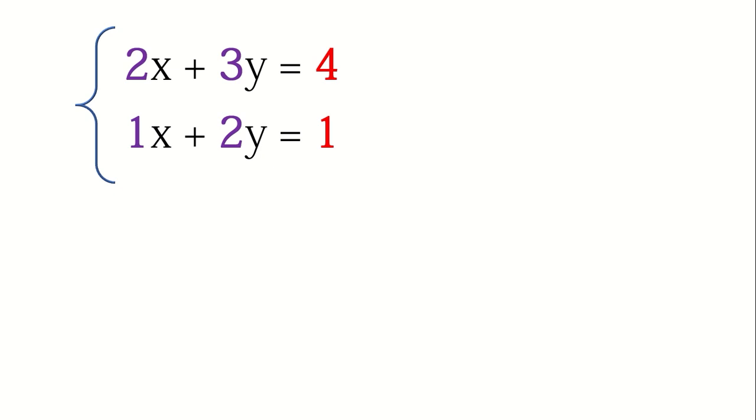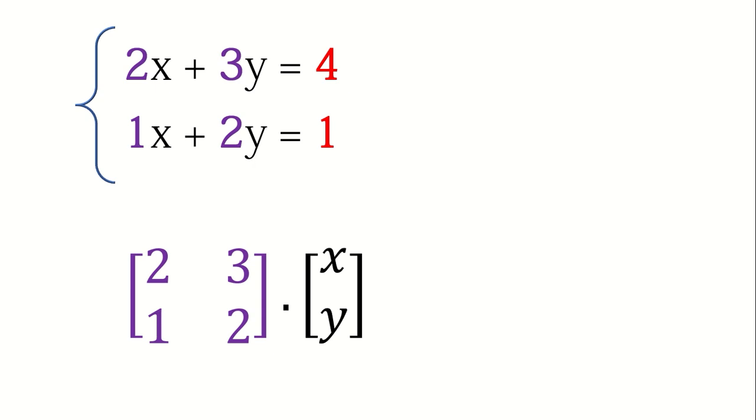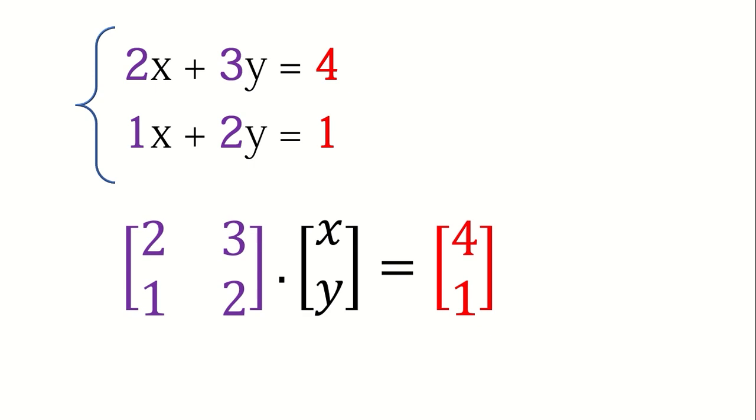And then we have a vector from the result of the system. This vector is marked in red. So 4 and 1 is the vector of results. We can rewrite this with the matrix, the variable vector and the result vector. The coefficient matrix is 2, 3, 1, and 2, multiplied by the unknown variables x and y, which is read as the x and y vector, and the result is 4 and 1, marked in red.